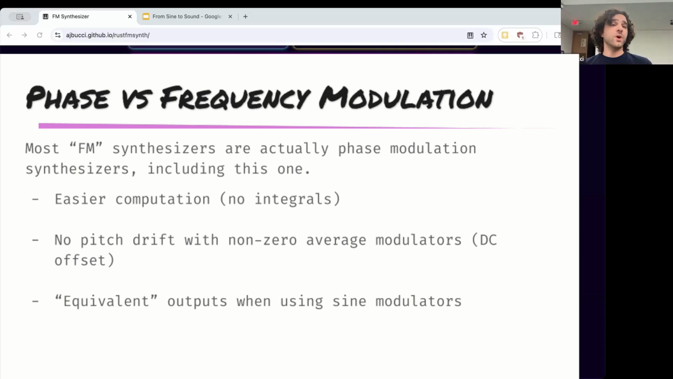But that's also the reason why phase modulation is identical to frequency modulation when you use sine waves, because the integral of sine is cosine. Well, cosine is just a phase shifted sine, so it's going to sound exactly the same except for the starting point of your wave. But yeah, it's also easier to program a phase modulation synth than a frequency modulation synth.